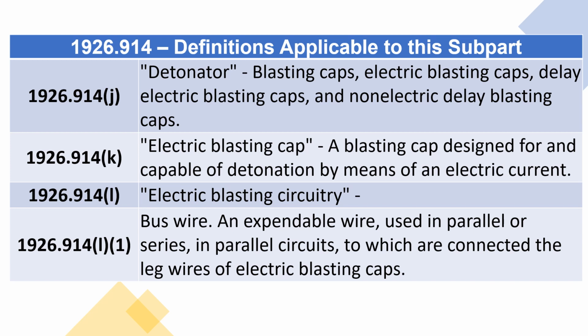1926.914(j). Detonator. Blasting caps, electric blasting caps, delay electric blasting caps, and non-electric delayed blasting caps. 1926.914(k). Electric blasting cap. A blasting cap designed for and capable of detonation by means of an electric current. 1926.914(l). Electric blasting circuitry. 1926.914(l)(1). Bus wire. An expendable wire, used in parallel or series in parallel circuits, to which are connected the leg wires of electric blasting caps.